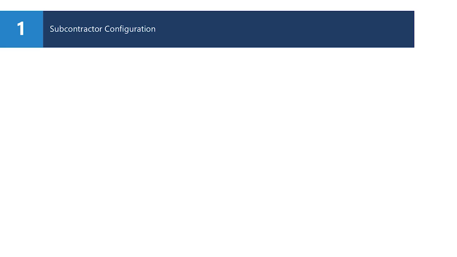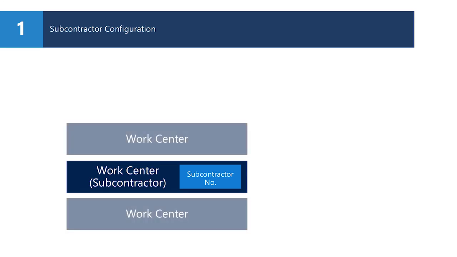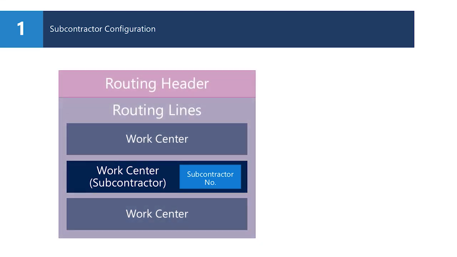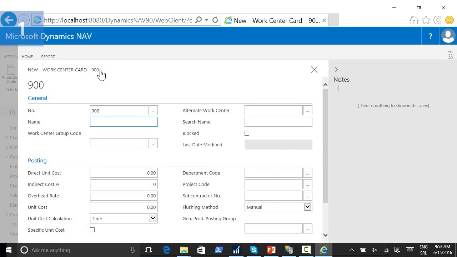NAV provides several tools for managing subcontract work. In the configuration process, we first need to configure a work center. If we want to create a subcontracting work center, we need to associate a vendor with it. This is called a subcontract work center. Then you can specify a subcontract work center on a routing operation, which allows you to easily process the subcontracted activity.